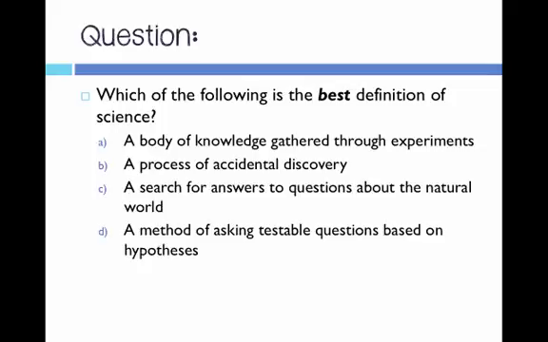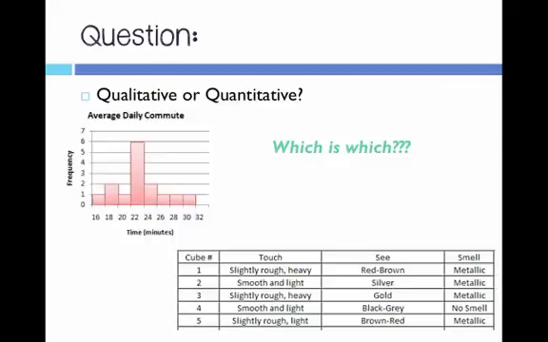So the best definition of science is C, a search for answers to questions about the natural world. Hopefully you got that one right. This question is asking you to look at the diagrams I have here, both as a graph and a table, and to figure out which is representing qualitative data and which is quantitative. So maybe pause and see if you can figure it out, and then come on back.